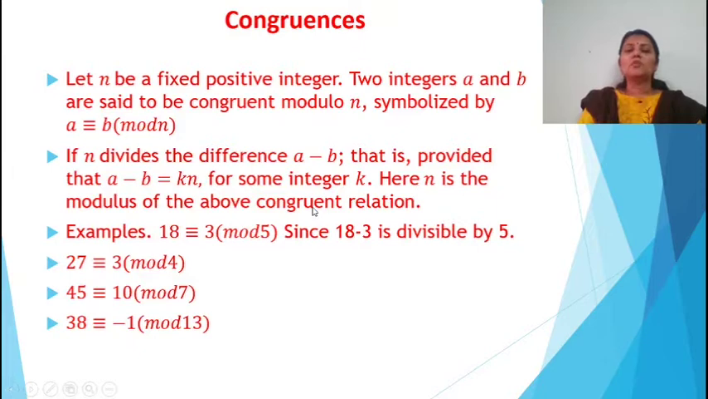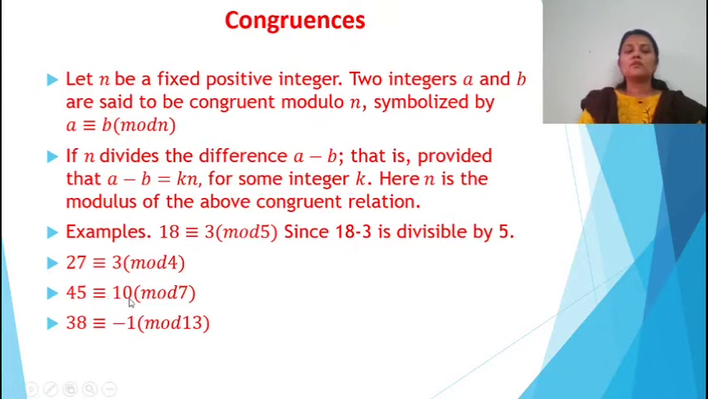Here n is the modulus of the above congruence relation. Example: 18 is congruent to 3 mod 5. That means 18 minus 3 is divisible by 5. 27 is congruent to 3 mod 4. 27 minus 3 is equal to 24, and 24 is a multiple of 4.